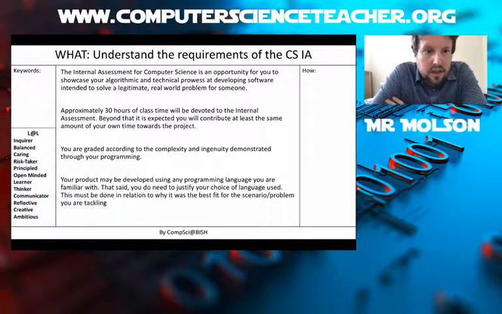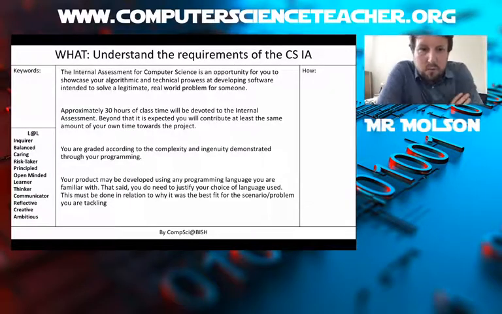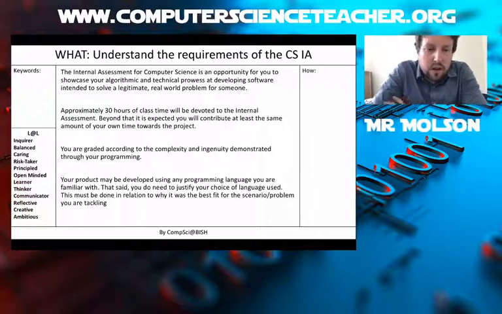Now it's interesting the way that the IA is graded. One of the important things that you need to understand is that I am asked to mark it according to the level of complexity and ingenuity that it demonstrates. This project doesn't have to be huge, but what we're really looking for is for you to demonstrate complexity in your code and maybe even ingenuity. Now, I know it's difficult to come up with novel ideas in computer science, but we are looking for you to explore different ways of doing things and to try new things that we can't teach in the course. This is your opportunity to have a mess around with that.